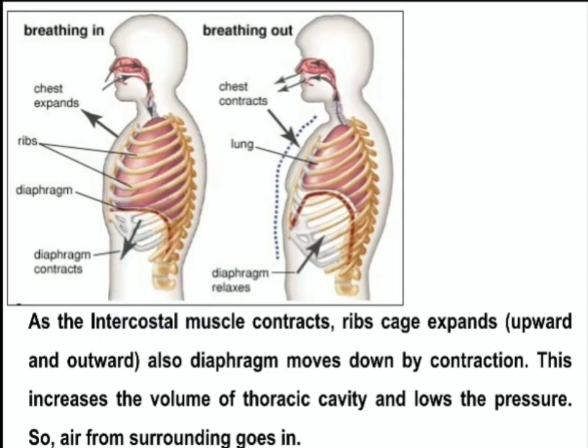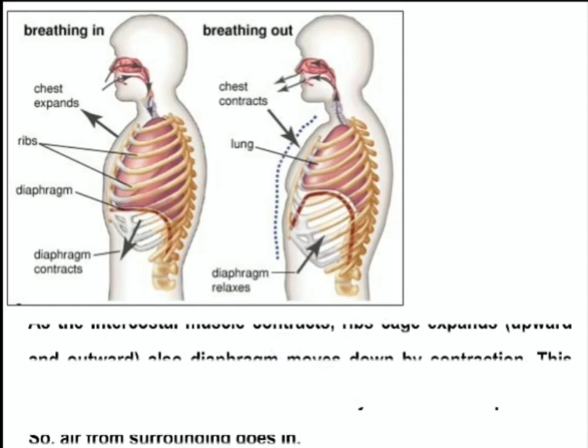Because of this increase in volume, the pressure will go down. Because of the decrease in pressure, the outer atmospheric pressure automatically becomes high, and because of that the air will go into our thoracic cavity, that is our lung, and ultimately it will reach the alveoli part.